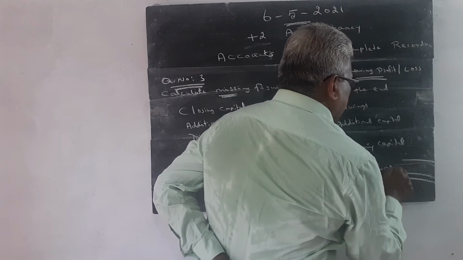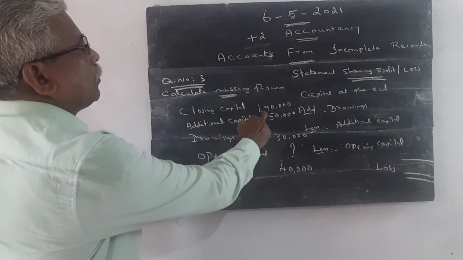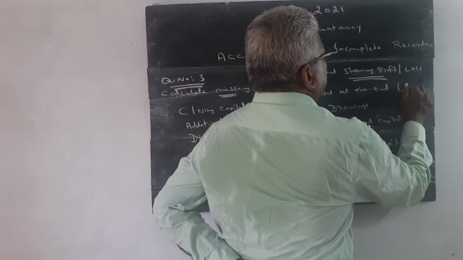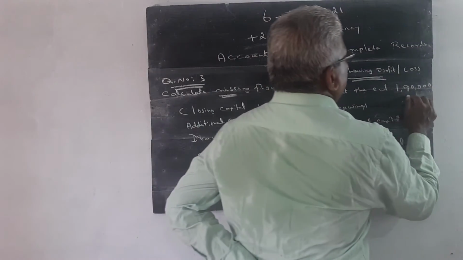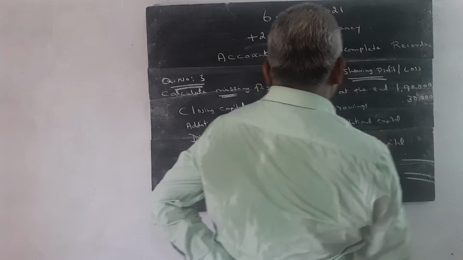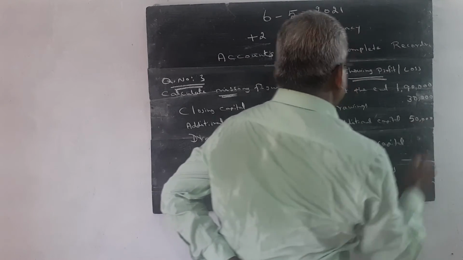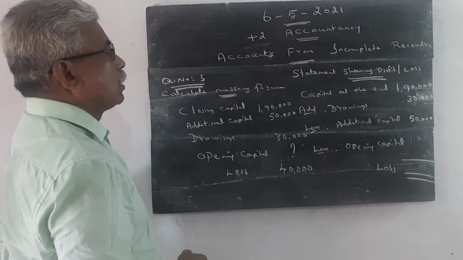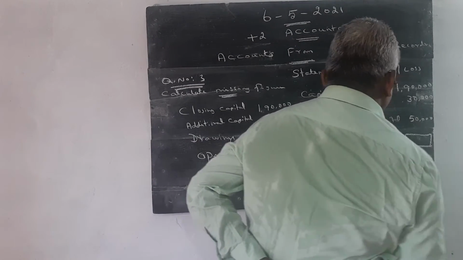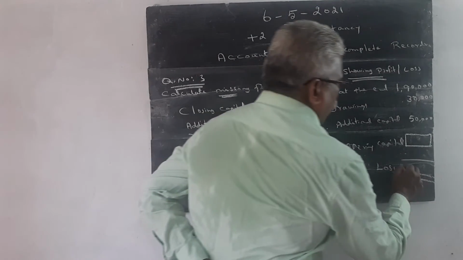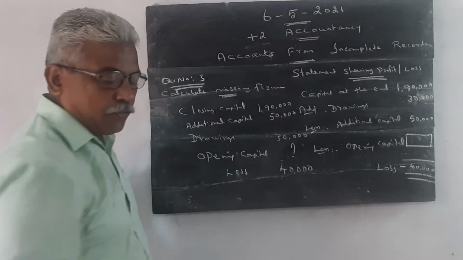In this question, loss is given. All the given information is entered one by one. Closing capital, that means capital at the end, 1,90,000. Add drawings, drawing amount is 30,000. Then additional capital 50,000. Then opening capital we have to calculate. We put a box here. Then loss 40,000. Loss means minus 40,000. This is the procedure for solving this question.